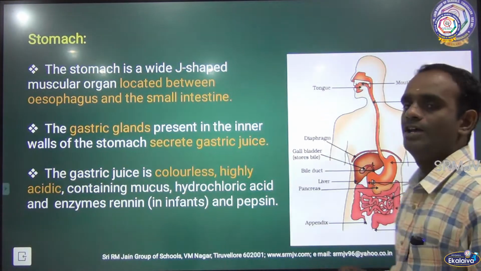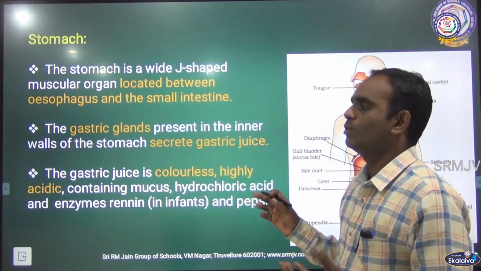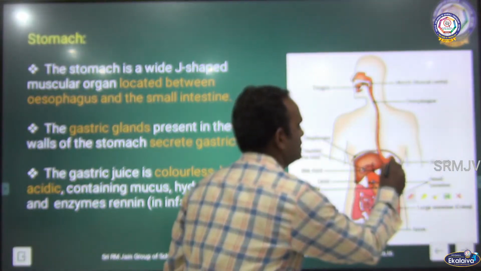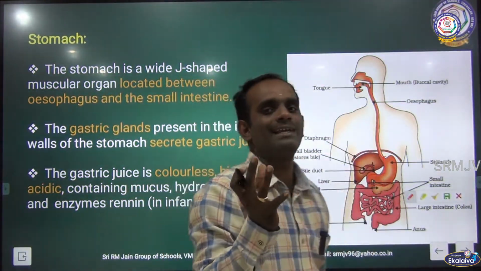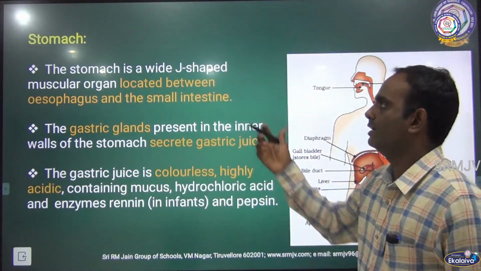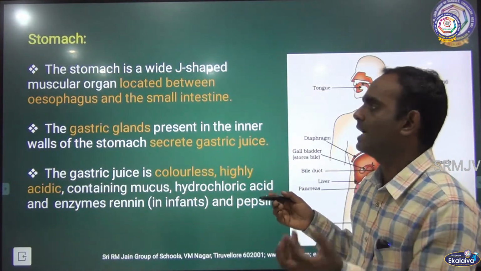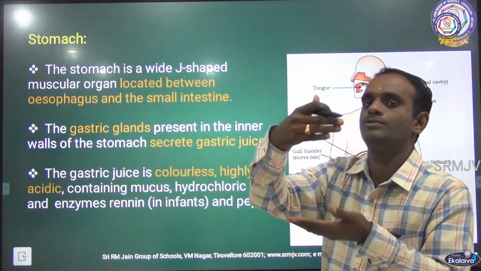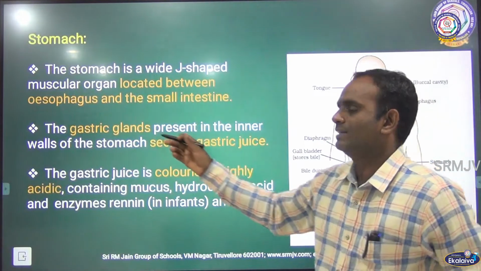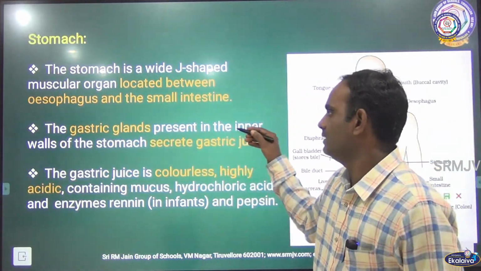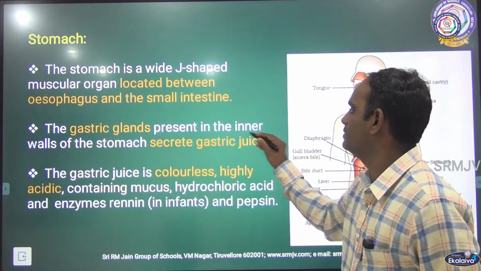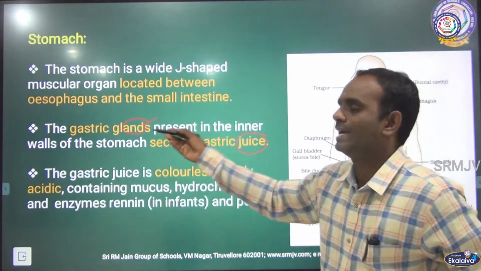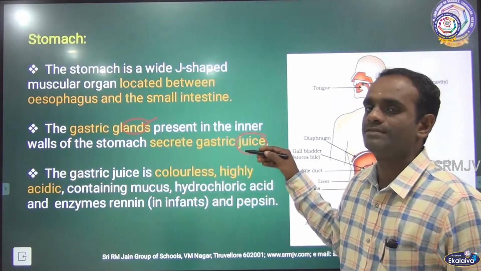The next one is the stomach. You know very well, the stomach is a wide J-shaped organ. See the picture here, children. This is a wide J-shaped organ. It is a bag-like, sac-like structure, and it is located between the esophagus and the small intestine. So the stomach is always present in between the esophagus and the small intestine. The gastric glands present in the inner walls of the stomach secrete gastric juice. Most glands secrete enzymes.